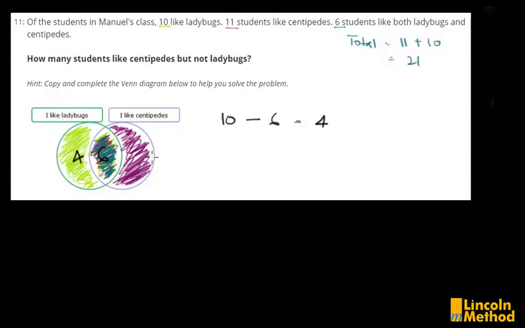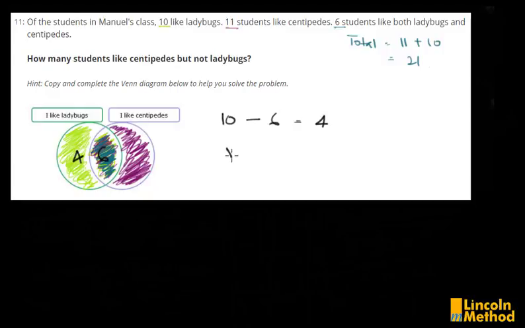Similarly, there are 11 students who like centipedes, but nowhere in this question does it mention that these 11 students only like centipedes. There obviously is a number of students from these 11 students who like ladybugs as well, which has been given to us as 6 again.